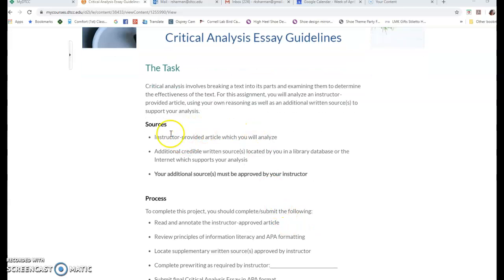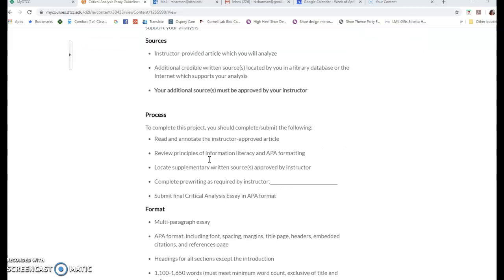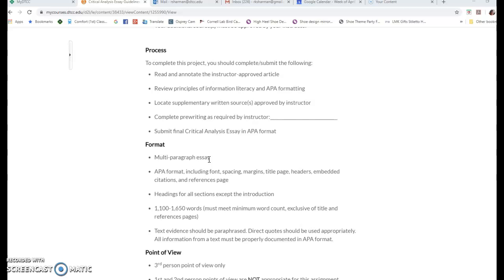You are going to read the article that I provide. You are going to find an additional credible source to help you with your analysis. You are going to complete the pre-writing as required by your instructor, which is the planner. And of course, you're going to type the essay in APA format.